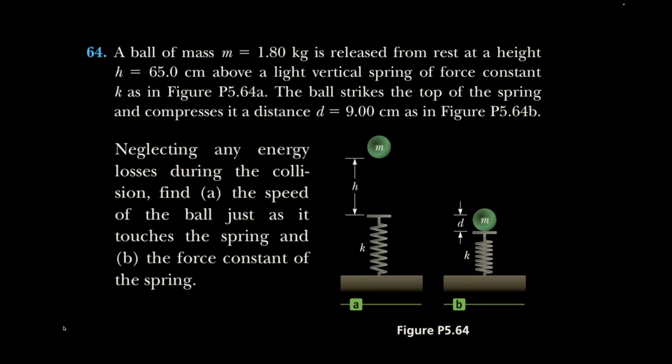Question number 64. First, let's look at what we are given. So we have an object a certain distance above an unstretched spring. Then here you see that that spring is compressed by a certain distance d, and the object is resting on that spring. So here we could talk about potential gravitational energy.